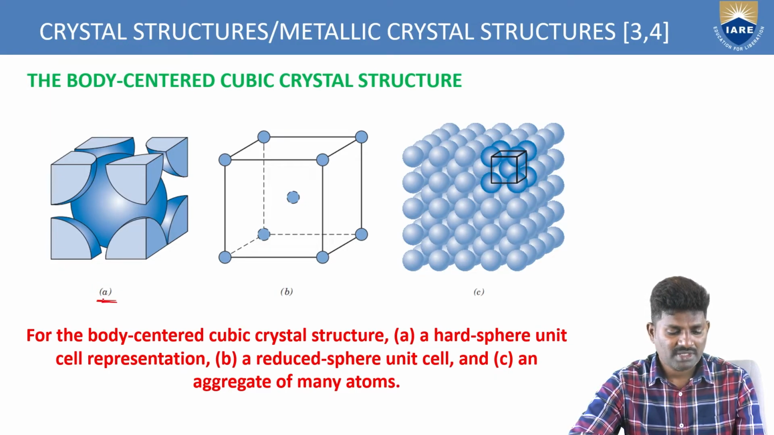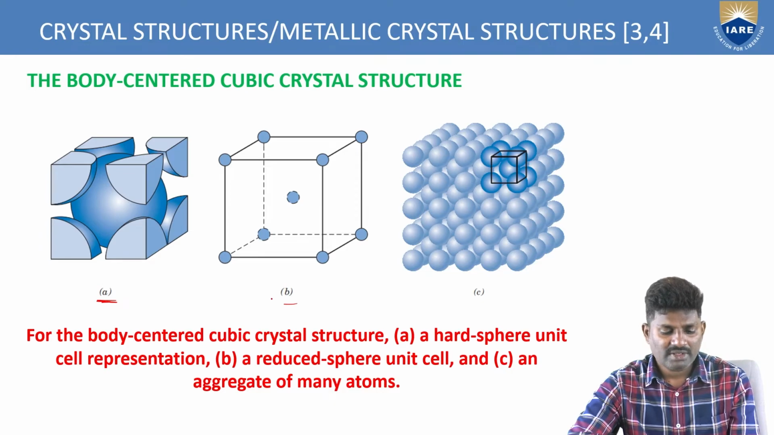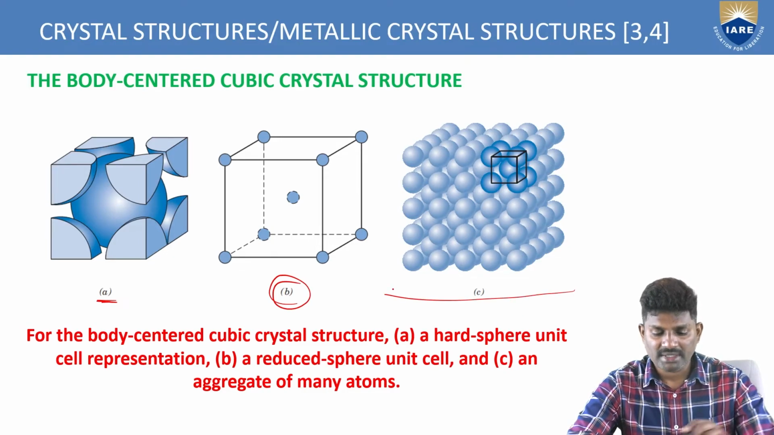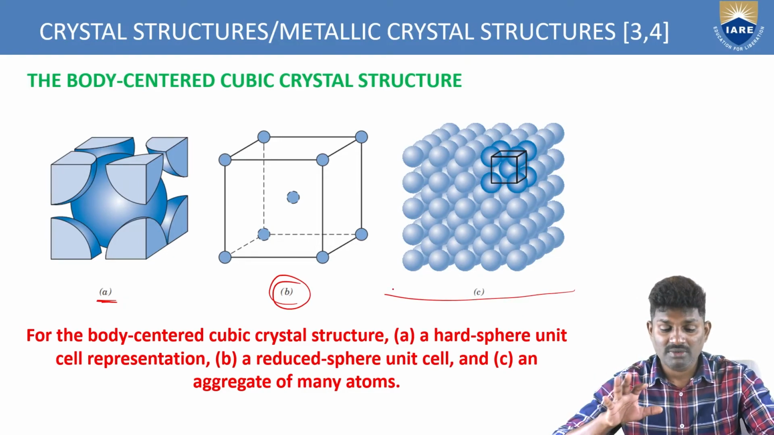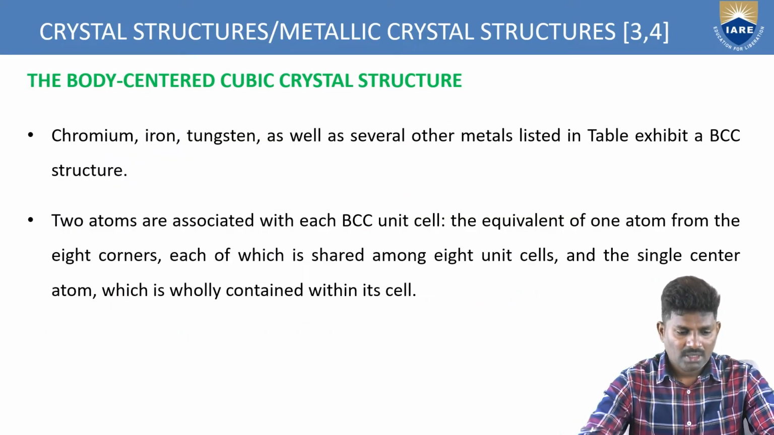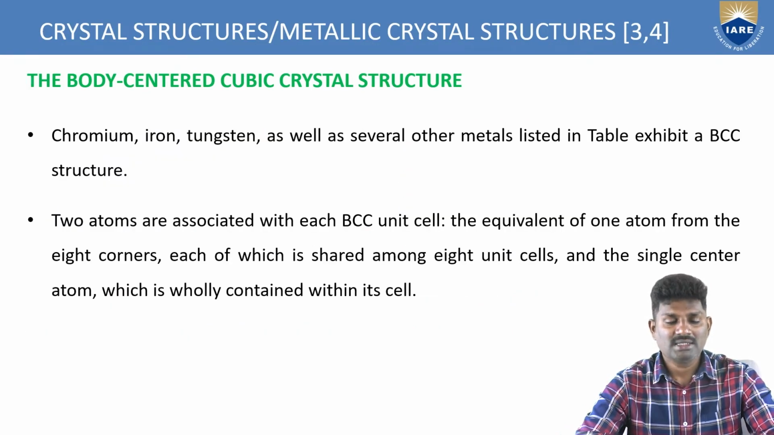This is the hard sphere unit cell, and again we are trying to reduce the hard sphere into a single unit cell. And in the third one, you can see the complete aggregate of many atoms, how these atoms are arranged. From that, you are taking a small unit cell. Chromium, iron, tungsten, as well as several other metals can be examples of these types of BCC structure. And 2 atoms are associated with each BCC unit cell.